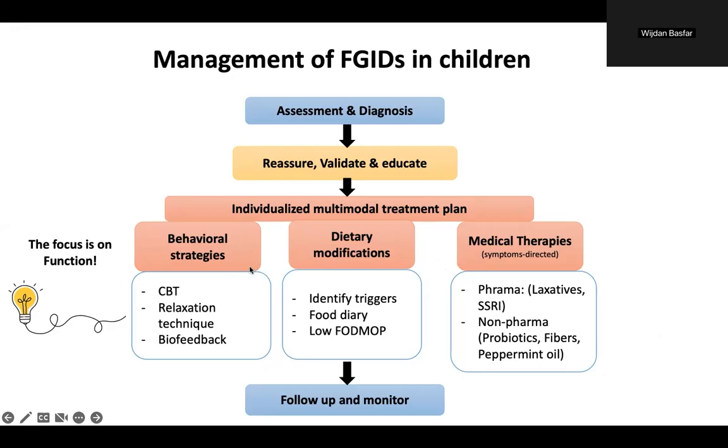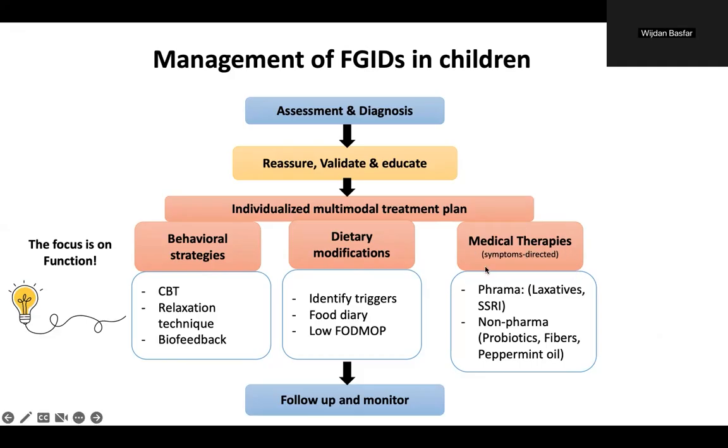So behavioral strategy, we have the cognitive behavioral therapy, very effective. Relaxation technique, biofeedback, dietary modification. You need to identify triggers from diet. There are many dietary interventions or modifications we can do. There is not a lot of evidence for most of them, but there is some evidence and it's worth the trial.